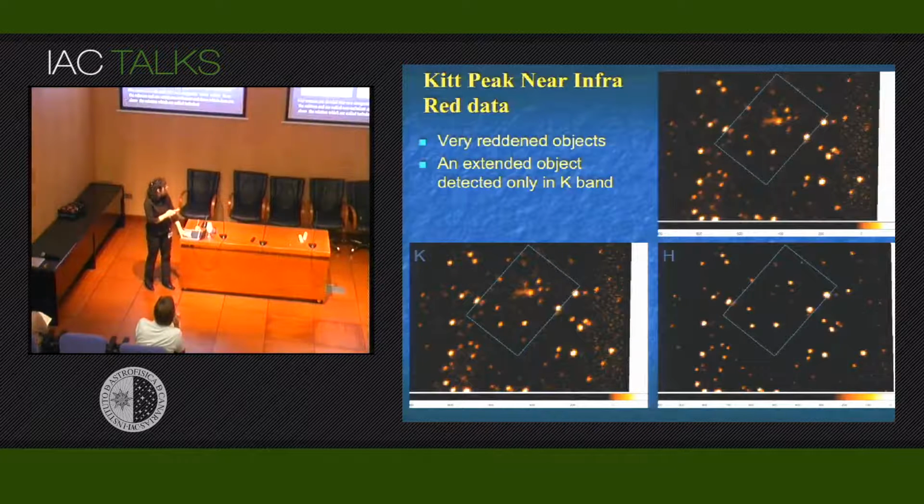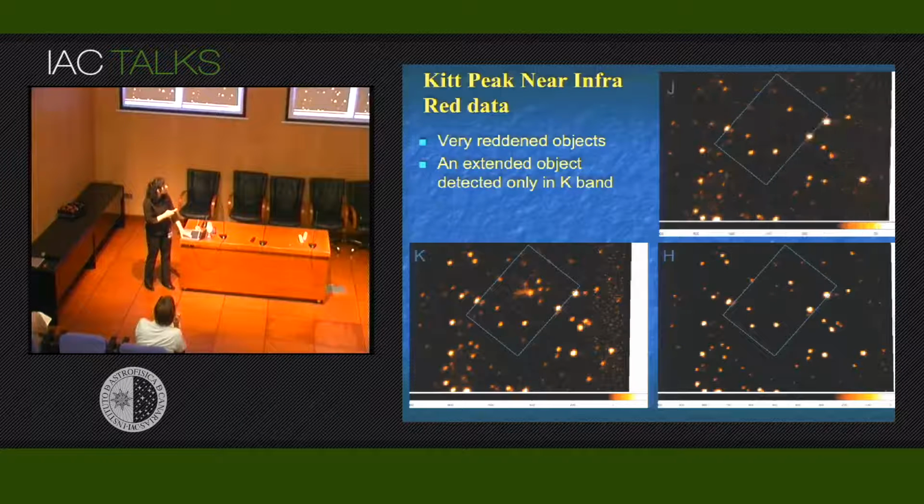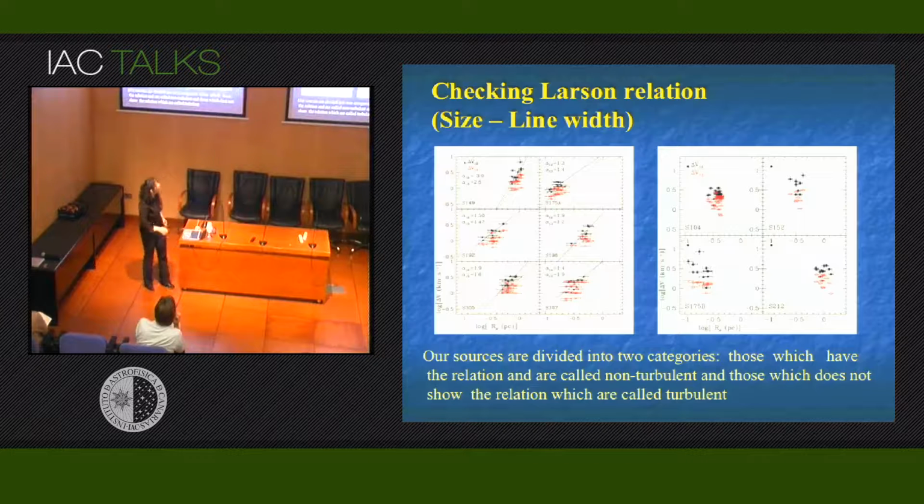First, I had called them turbulent and non-turbulent, but then I was told by my committee that you cannot say it is turbulence that has made this difference. So I'm not going to use these two terms, but these objects, which don't show this relation, have mostly larger line widths and larger velocity dispersion compared to type 1, which mostly show a relation.